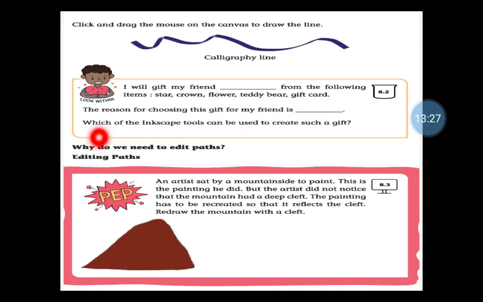And next, which Inkscape tool can be used to create such a gift? To create such a gift, which tool do we use in Inkscape? You have to write the tool name here. Next, why do we need to edit shape? Edit path. Here in editing path, you have already created some paths, right? All the paths you can also edit. You can also change the color, fill the color, all these things you can do. First we have to complete this activity. This you also have to complete yourself.